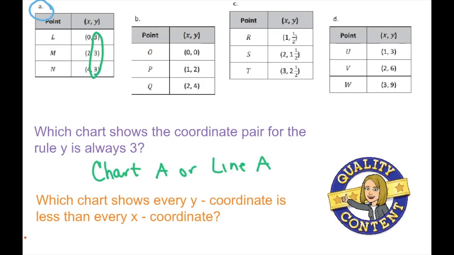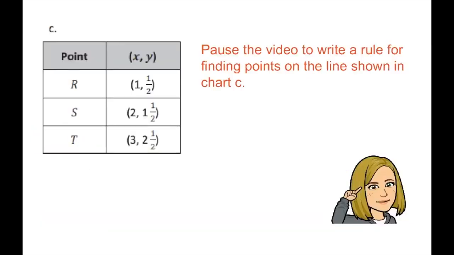Now, which chart shows that every Y coordinate is less than every X coordinate? Very good. You notice that it would be chart C. Let's dive a little deeper into chart C. Here we go. I would like you to look at chart C and look at the relationship between the X coordinate and the Y coordinate. Pause the video. At this point in time, I do want you to write a rule for finding points on the line shown in chart C. Once you have found your rule, press play and continue on.